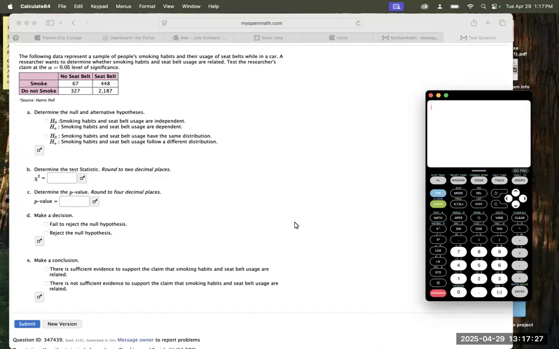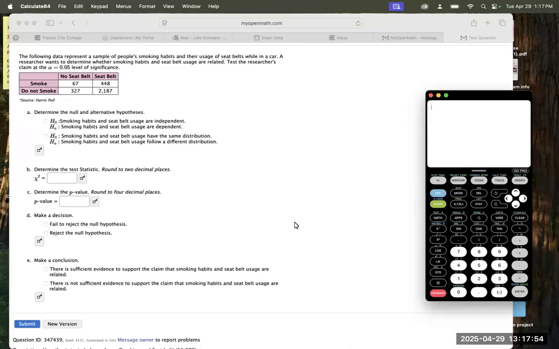And what we mean here is, does wearing a seatbelt affect the likelihood that somebody also will be smoking, and vice versa, back and forth. So because of the word related, it's a key word for me. And I know that this type of problem is a chi-square test for independence.